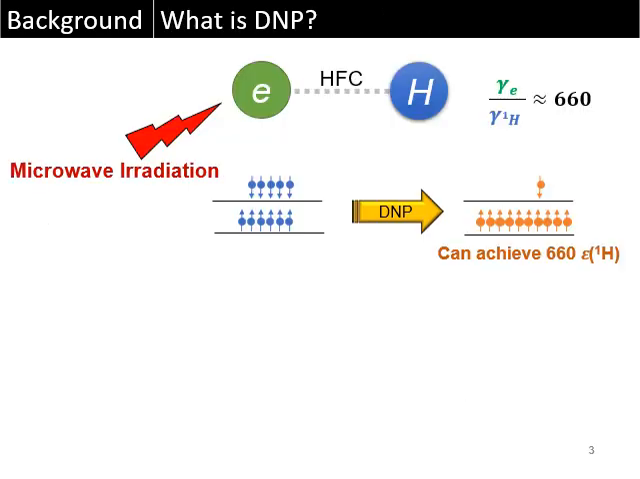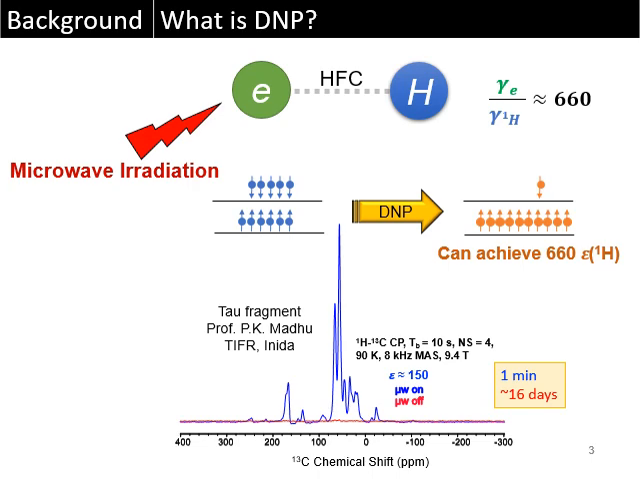Then what is DNP? DNP basically transfers polarization from electrons to hyperfine coupled nuclei through certain microwave irradiation. And theoretically, we can achieve a 660-fold proton DNP enhancement. Here's one example of using DNP on a tau fragment. The sample is provided by Professor P.K. Madhu from TIFR. With DNP, we are able to achieve a 150-fold enhancement. This means that if we detect the blue spectrum in 1 minute, to have a similar signal-to-noise ratio we would need 16 days with solid-state NMR.